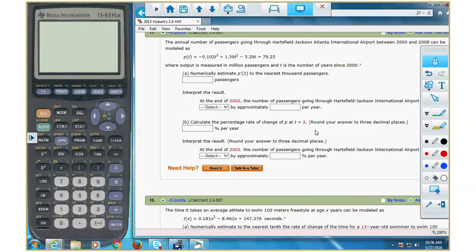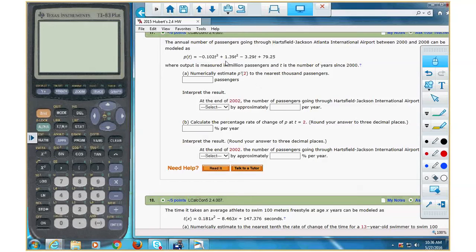Look at this one. They give you a function. Now what do you think you're going to do with that function in the derivative section? Find the derivative, okay? I'm not going to go through it, but 3 times this in your calculator, negative blah, blah, blah, t squared. And now they're asking you to numerically estimate p prime of 2. So after you find the derivative, what do you do with the 2?